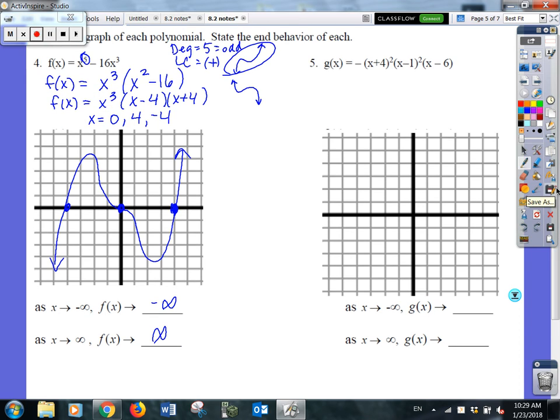Alright, and then number 5 is already in factored form, so we don't have to worry about factoring it. We just have to find the zeros. So the zeros are negative 4, 1, and 6. Negative 4 has a multiplicity of 2, so it's going to bounce at negative 4, it's going to bounce at 1, and it's going to cut at 6. So plot those zeros. And you can label them because there's a little coordinate plane there. Whether you label them or not, you don't have to. If it was just an x and a y axis, you would just need to label each of those places.